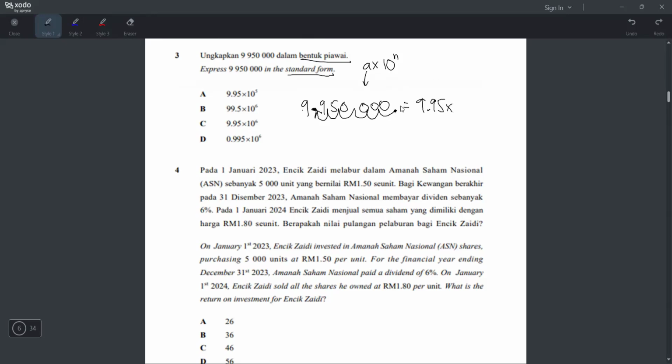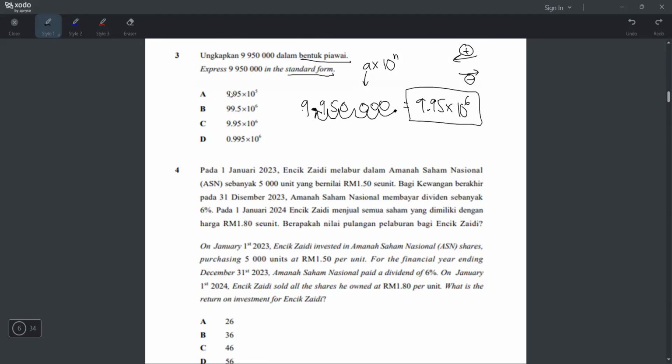Okay, when you move to the left, then your power have to plus. When you move to the right, the power have to minus. So you move to the left, right? It means times 10 power 6, right? You are moving your decimal to the left, it means the power have to plus. If moving to the right, the power have to minus. This one you need to remember this. So this is how you write in standard form.